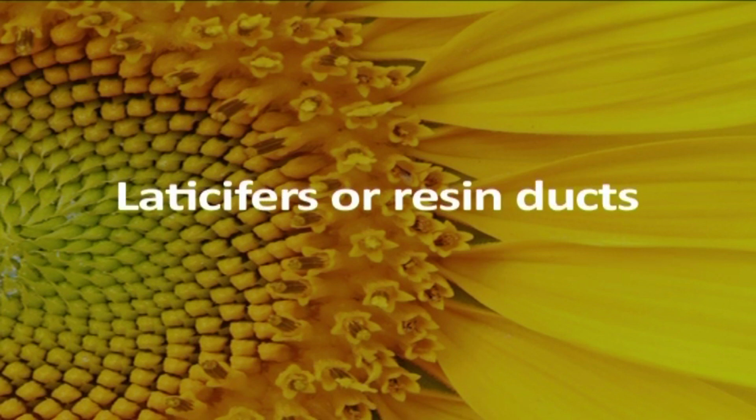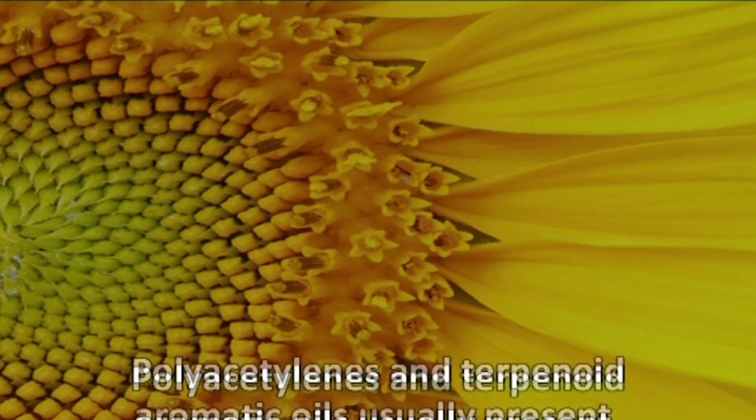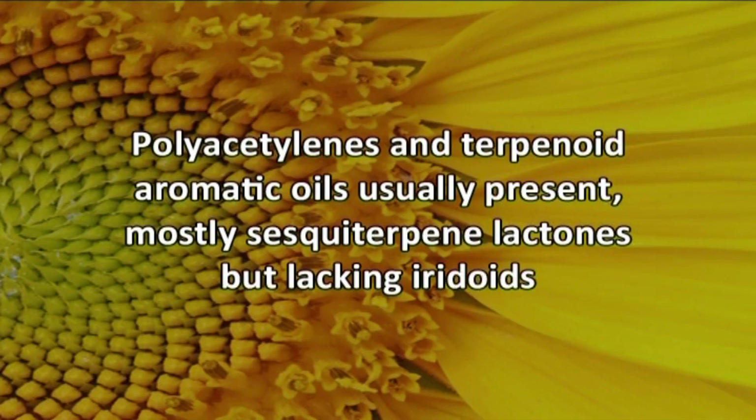Here, in the case of Asteraceae plants, they are always associated with laticifers or resin ducts. Also, we have the presence of polyacetylenes and terpenoid aromatic oils. These are mostly sesquiterpene lactones. A characteristic feature of Asteraceae is that they lack iridoids.